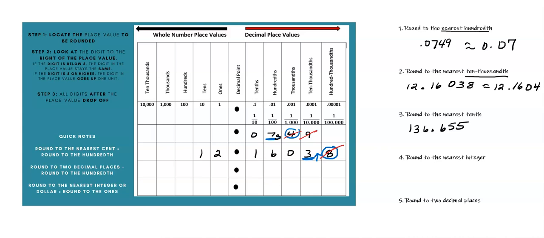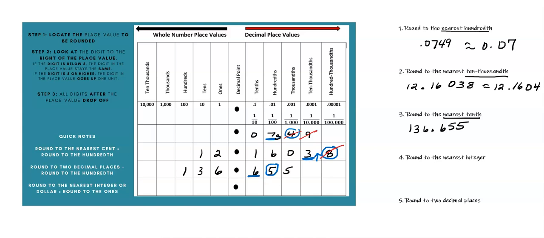136 and 655 thousandths. So let's write that decimal number in our chart. 136 is in front of the decimal point. After the decimal point, we have 655. We are going to round to the nearest tenth. So we locate the digit in that place value, which is 6.